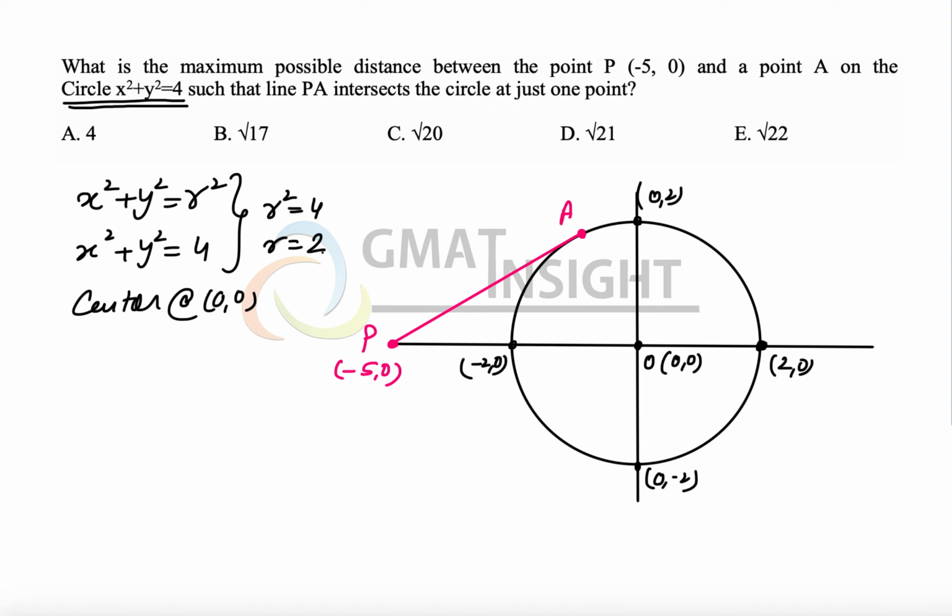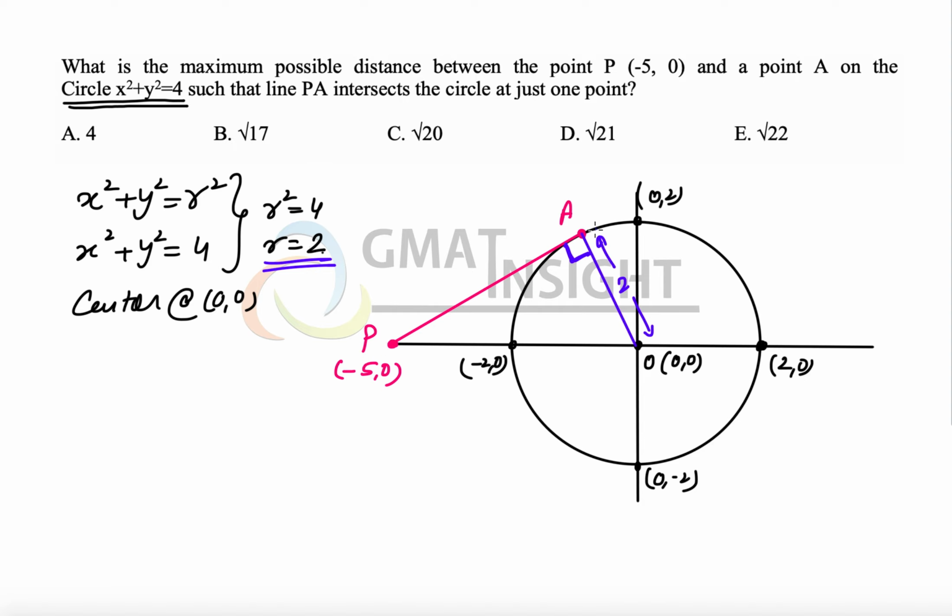Now the first basic property is that whenever we have a line that is a tangent to a circle, and when the point of tangency is joined with the center of the circle, then the angle that is drawn between these two lines is always 90 degrees. This is one property that we must be able to use at this time. And this distance we already know is 2 units because it's a radius. The question is asking, what is the maximum possible distance?